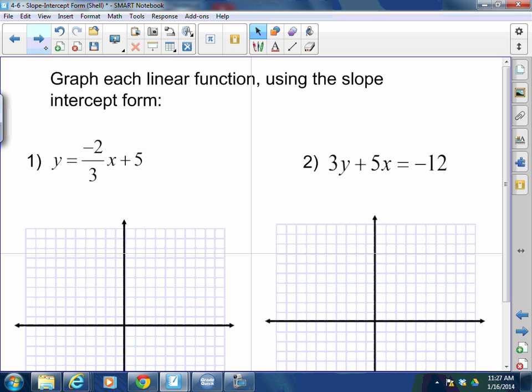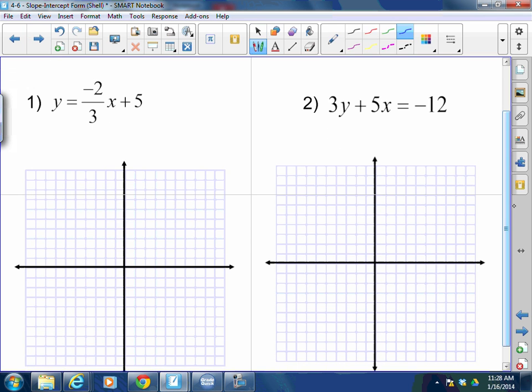Okay. Next, what's the y-intercept? 5. So I go 1, 2, 3, 4, 5. What's my slope? So I go down 1, 2 over 1, 2, 3. Go backwards. Up 1, 2 over 1, 2, 3. Bam. Done. Next.